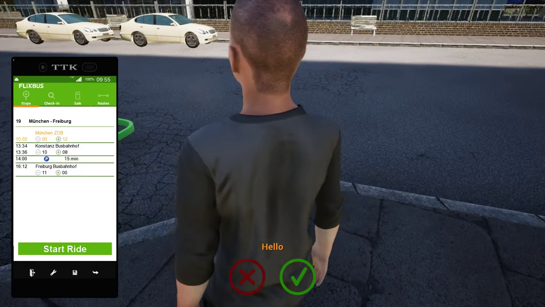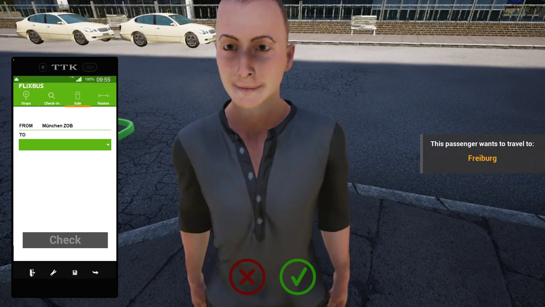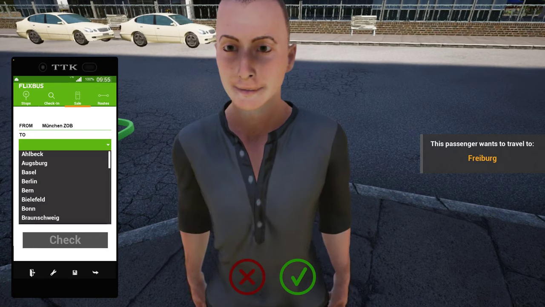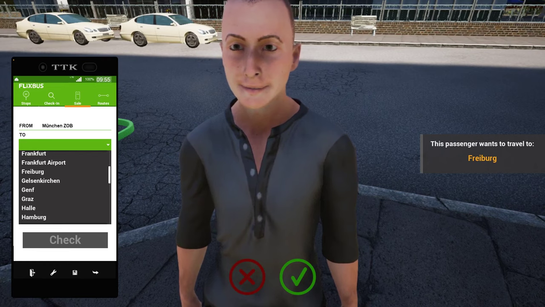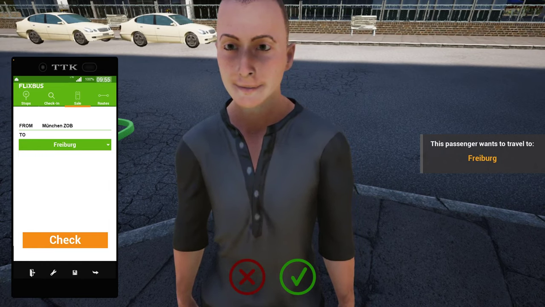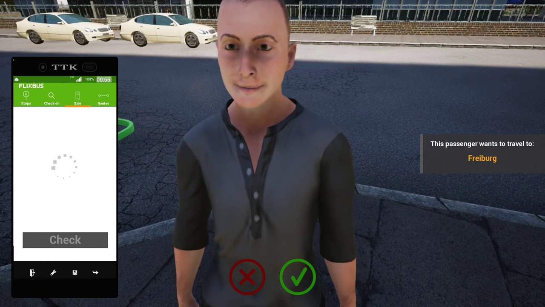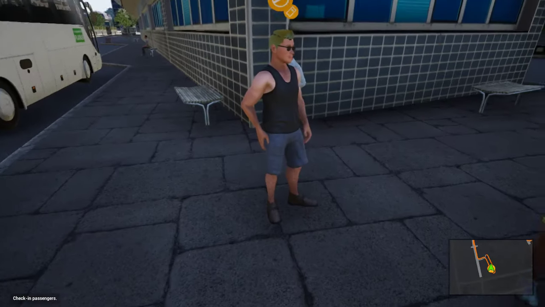You're welcome. Hello. Want to Freiburg? A ticket for the journey. Can I buy a ticket for the journey? Yeah, you certainly can, sir. One of each now.